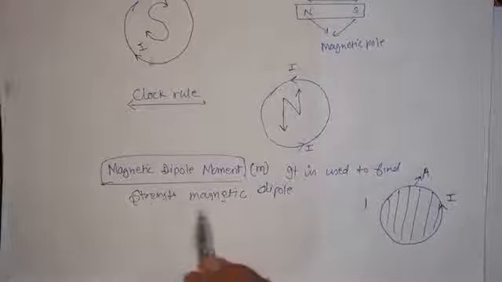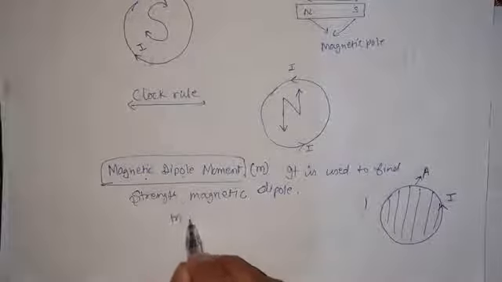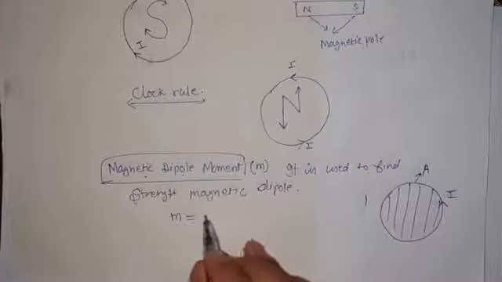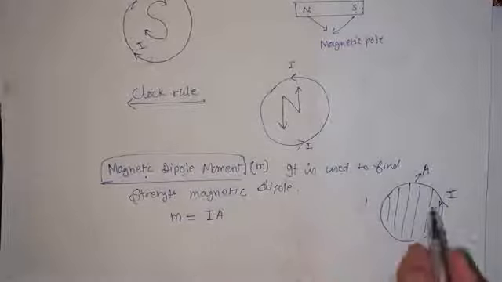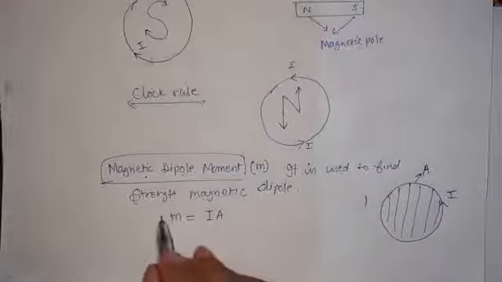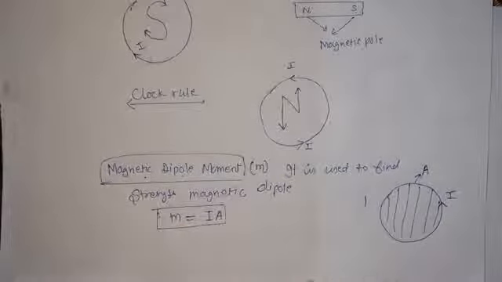So now that this magnetic dipole moment, in scalar form, it is given by the product of current and the area of cross section of that circular loop. Okay, so this is that formula of calculation for magnetic dipole moment.